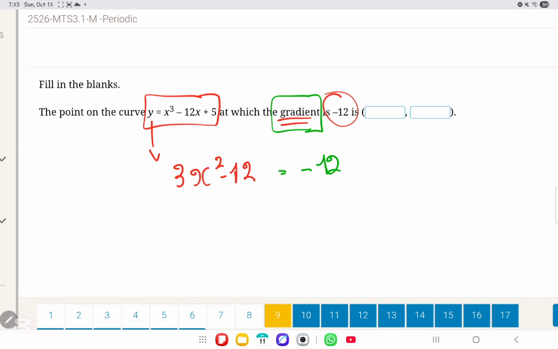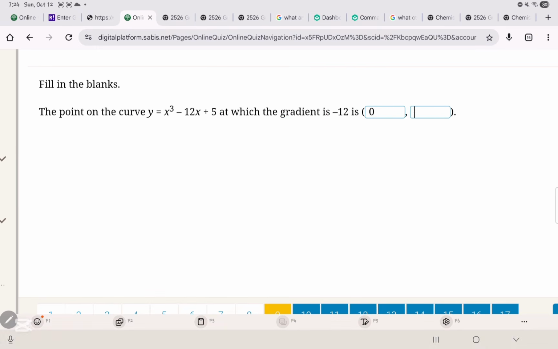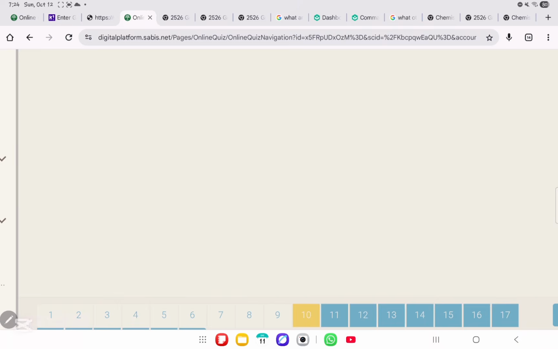So what they want us to find is the value of x and the value of y. So basically move this to the other side, 3x squared equals 0. X is definitely going to be equal to 0. So if x is 0, what will be the value of our y? How do we know? We substitute it in the original curve equation. So it's going to be what? It's going to be 5. So 0 and 5. We'll move on to question number 10.